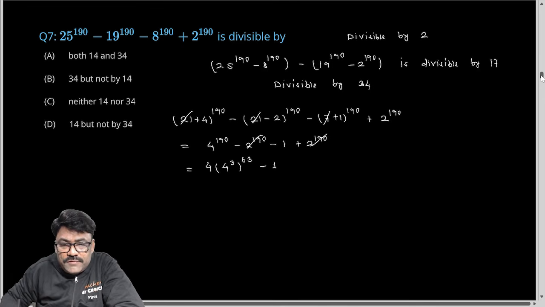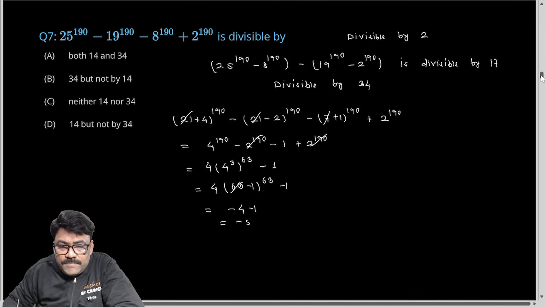I can write like this. Now 4 cube is 64. 64 can be written as 63 minus 1. Now 63 is divisible by 7, so I can erase it. So now I'm getting minus 4 minus 1. Remainder is minus 5. Or you can say remainder is 2.